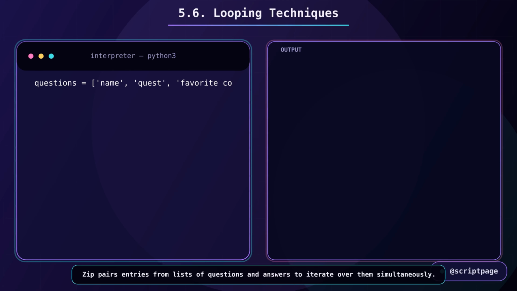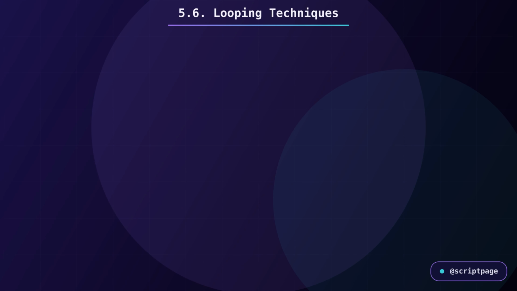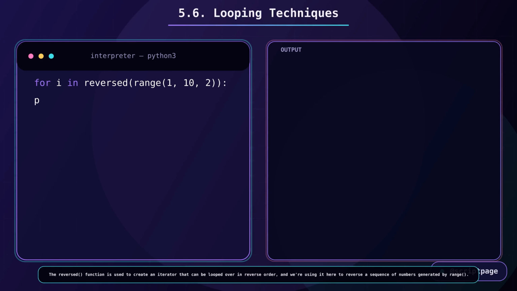Zip pairs entries from lists of questions and answers to iterate over them simultaneously. The reverse function is used to create an iterator that can be looped over in reverse order, and we're using it here to reverse a sequence of numbers generated by range.